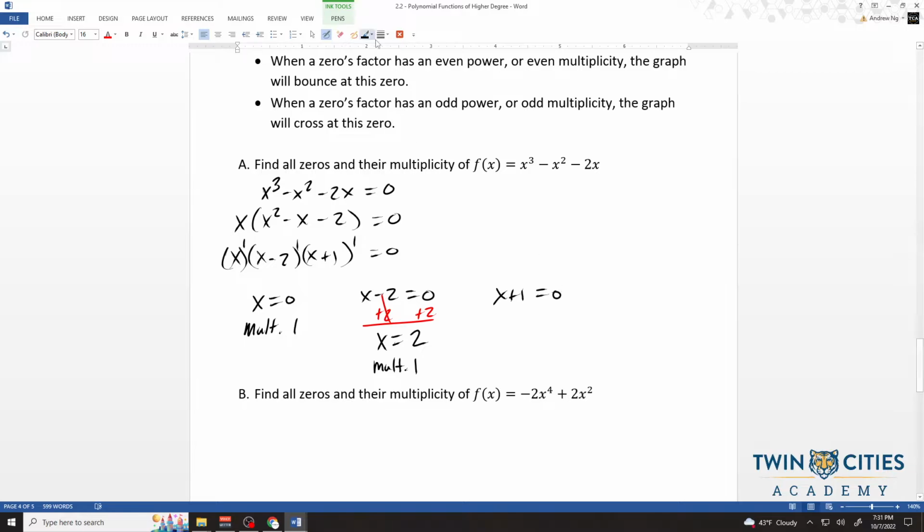X plus 1 equals 0. Let's solve. Subtract 1 from both sides. So x equals negative 1. Again, this came from the factor x plus 1, power of 1. So my multiplicity is 1 here as well.